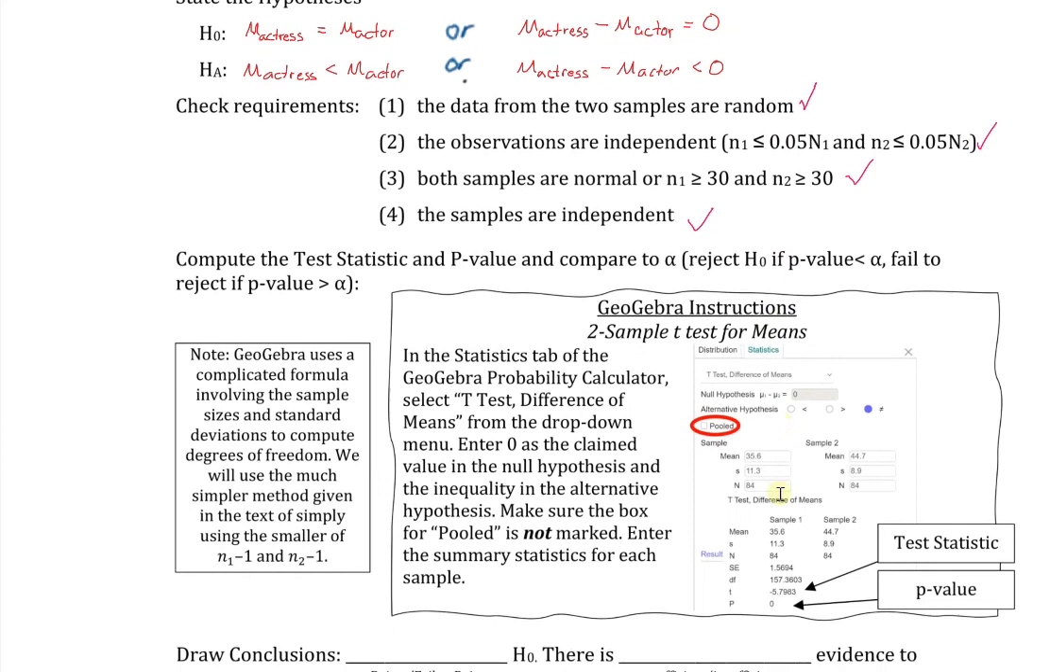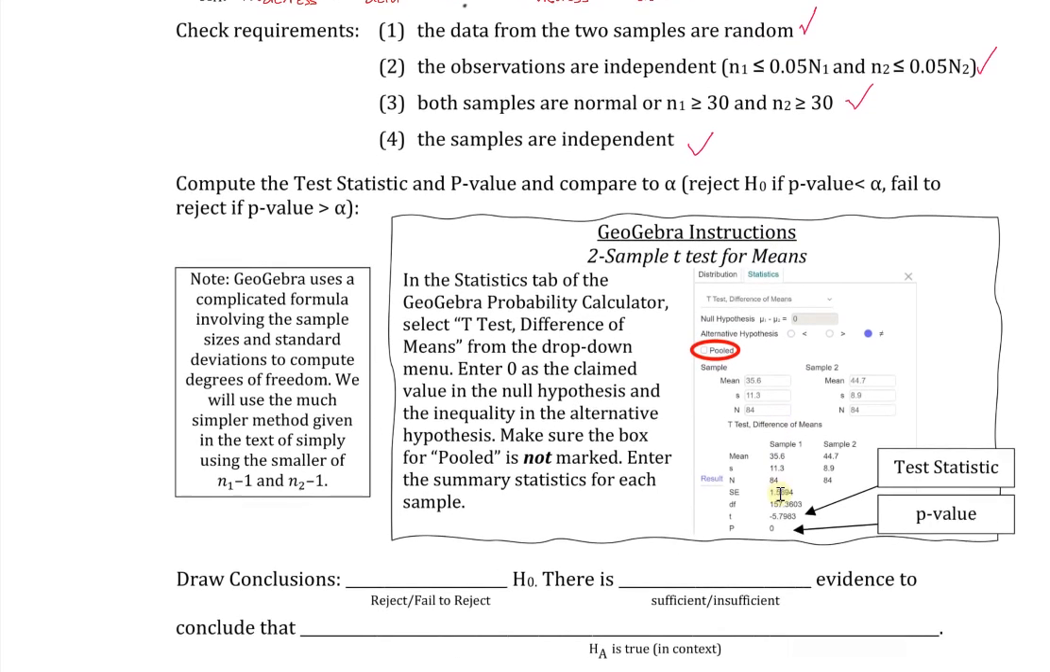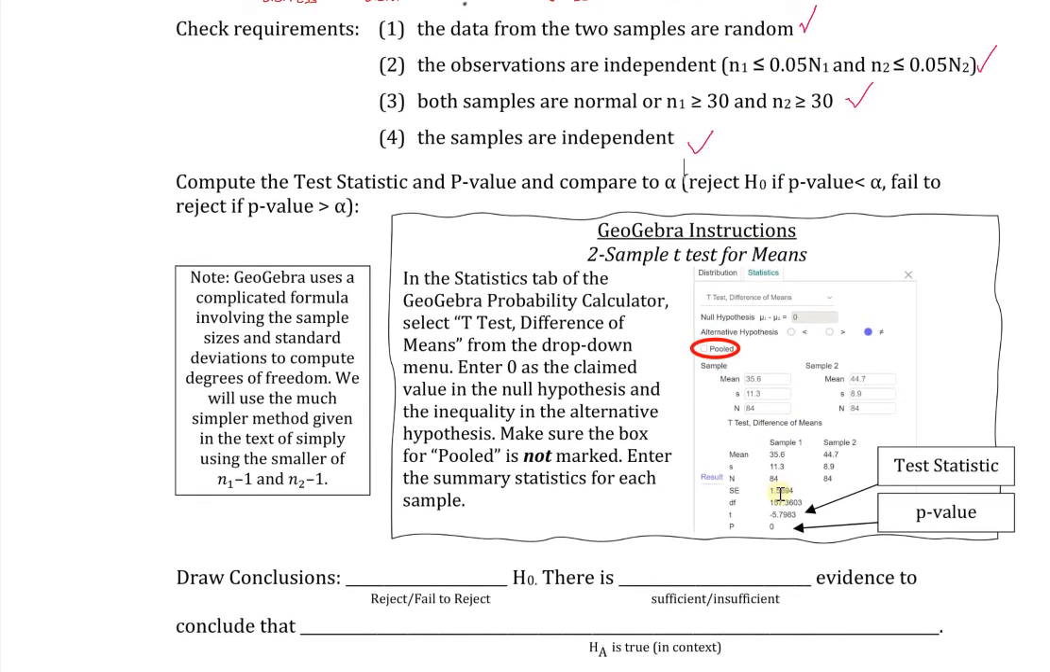We would like to compute the test statistic, the p-value, and then compare to our significance level. Now below you will see the GeoGebra output for computing a hypothesis test for 2 means. This is accurate. However, I would like to open GeoGebra and confirm this output together. So let's open GeoGebra.